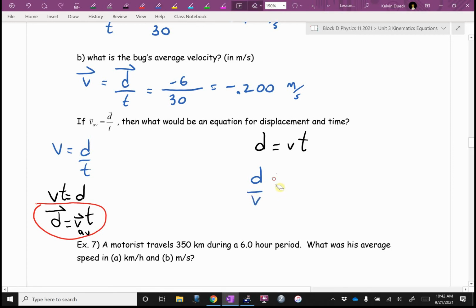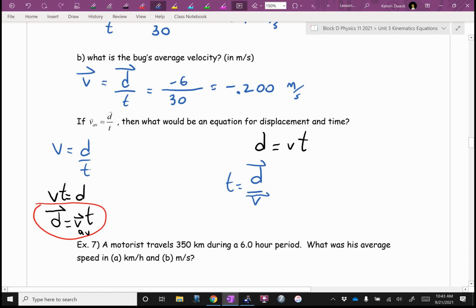Except, look up. Instead of writing D over V equals T, do you mind? I'm going to put the T equals on this side because that's where we're used to seeing the thing by itself from our math days. If you want to find time, you can find time if you know the distance and the speed, or you can find time if you know the displacement and the velocity. They both work.